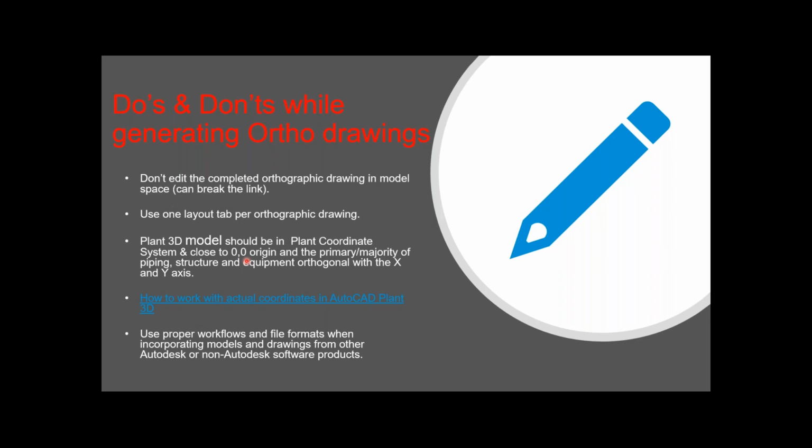in order to make sure your ortho gets generated appropriately. We also have detailed documentation that was presented on our AKN. The link is available here, which talks about how to work with actual coordinates in AutoCAD Plant 3D, which is something crucial for you to look into when you're handling external references and generating ortho drawings out of that. I would strongly recommend you go through this link on how to operate on actual coordinates in Plant 3D.